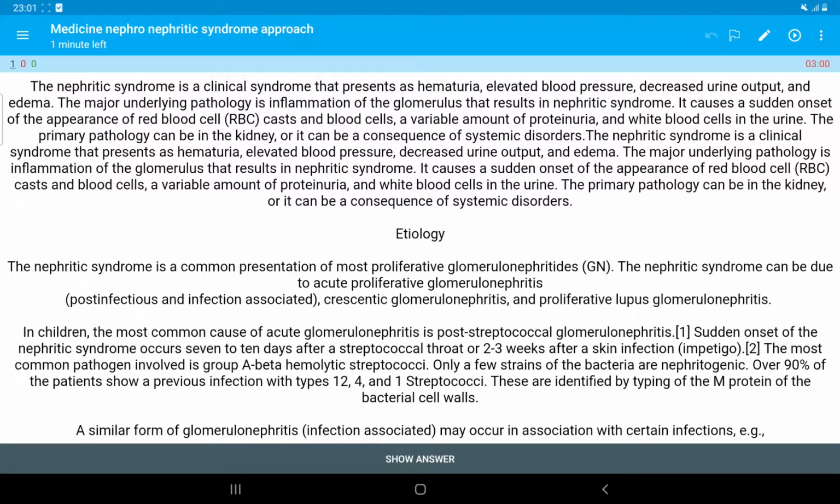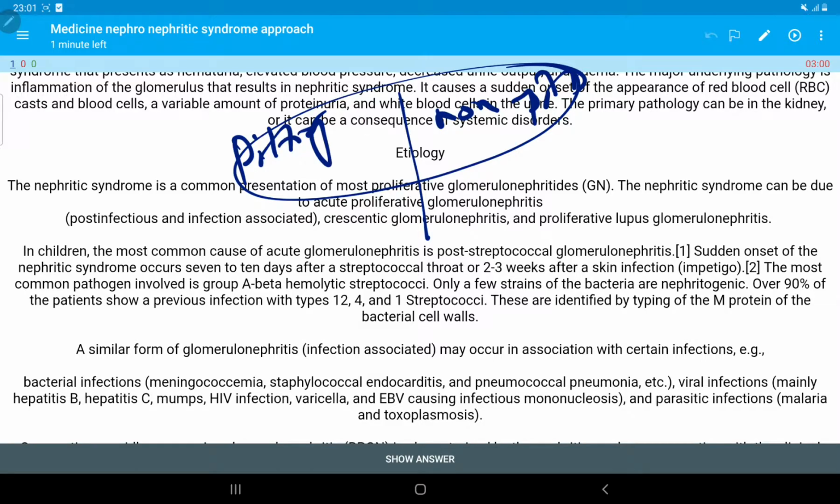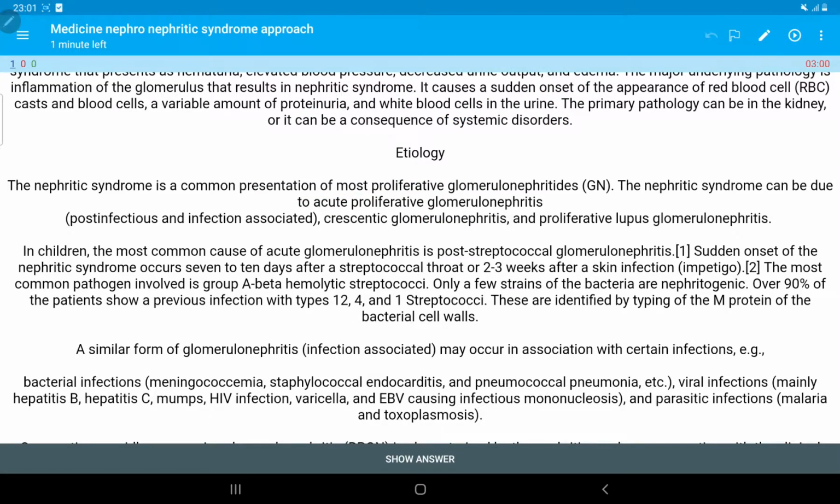Hello everyone, today we'll be talking about what actually pitting and non-pitting type edema are. So this is what we'll be talking about today. Now let us discuss these things.